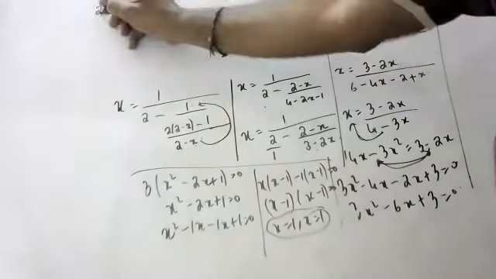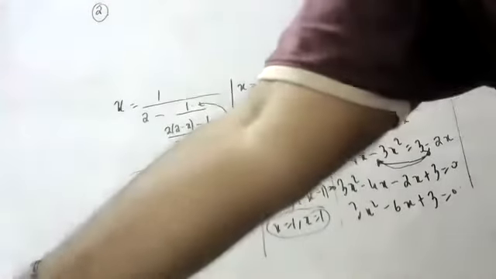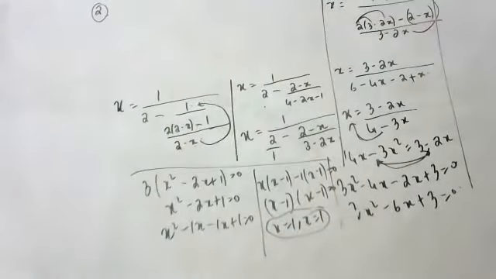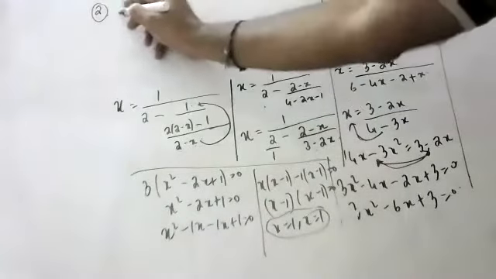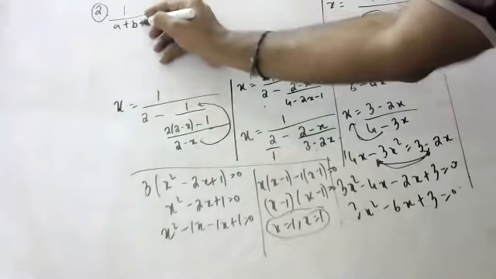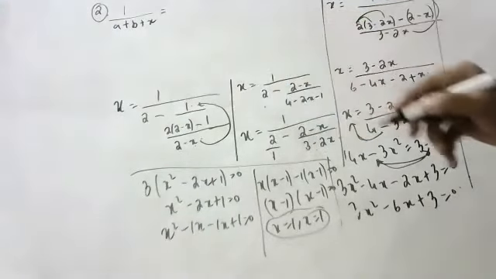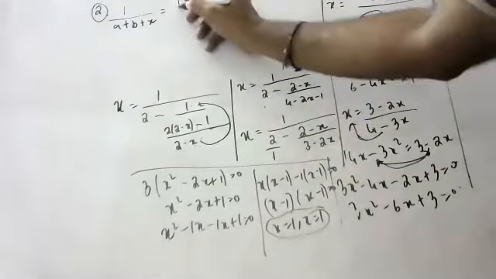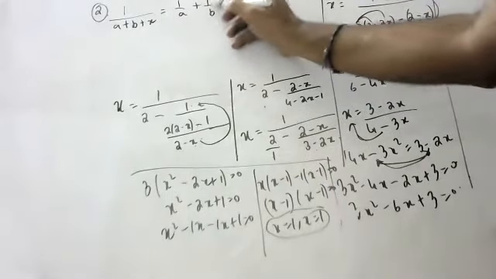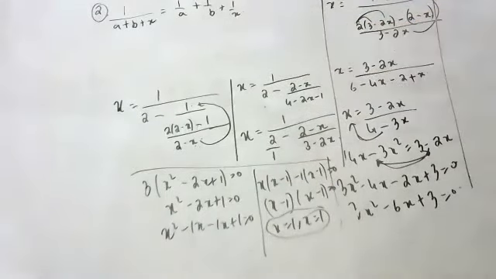Second question. After the class, practice each sum 2 times and submit to me as homework, children. Very, very important question. This is also. So what is the question? 1 by a plus b plus x is equal to 1 by a plus 1 by b plus 1 by x. Here also, this is also very, very important.